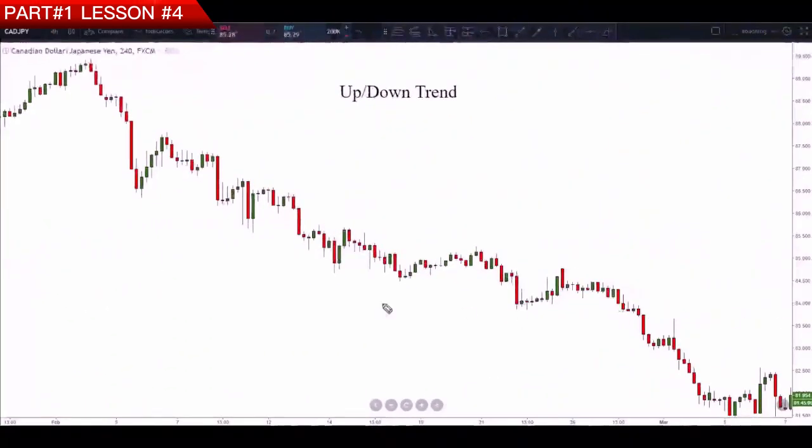Hey traders, so here we are on the Canada Yen 4-hour chart, and we're going to be talking about trending markets. And this specific market is trending down. We're going to apply the rules we talked about earlier in the video to this real market, and also discuss pullback, breakout, and counter trend trades on this pair.